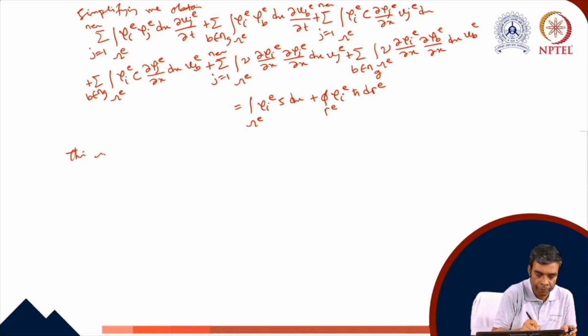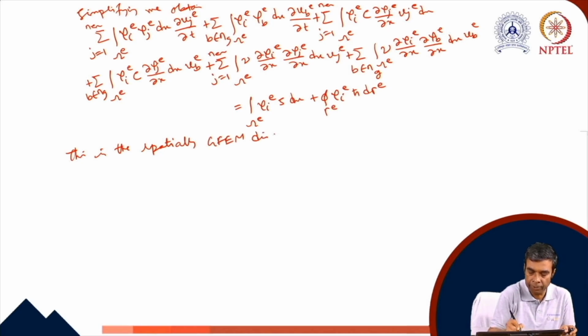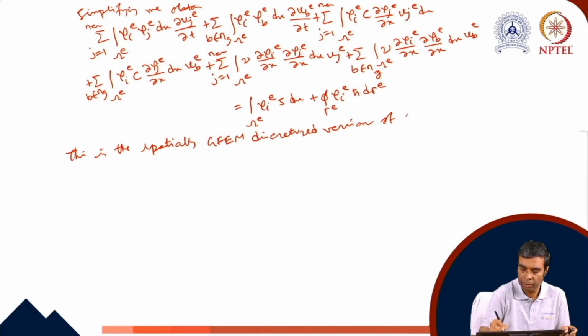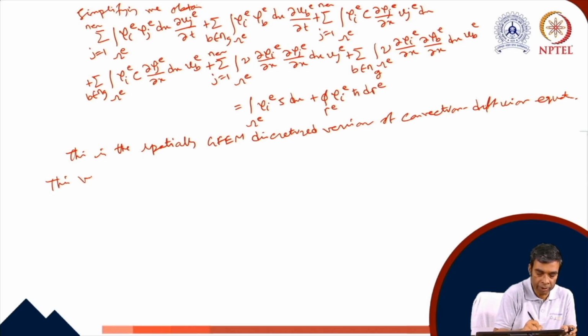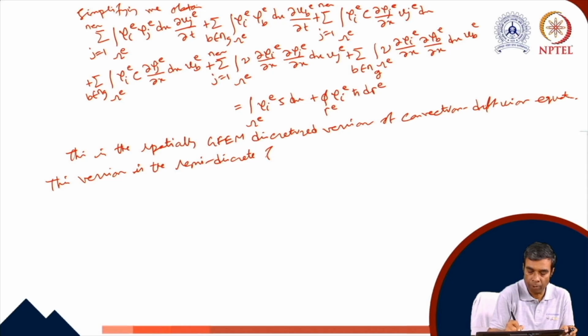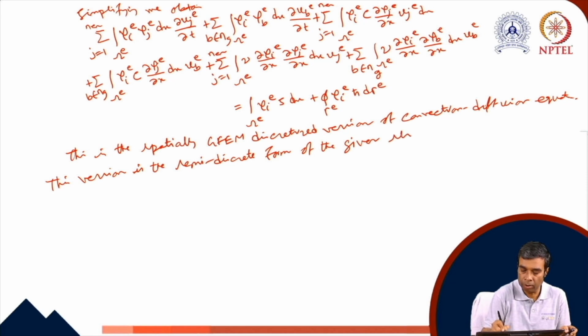This is the spatially GFEM discretized version of the convection diffusion equation. This version is the semi-discrete form of the given strong form.